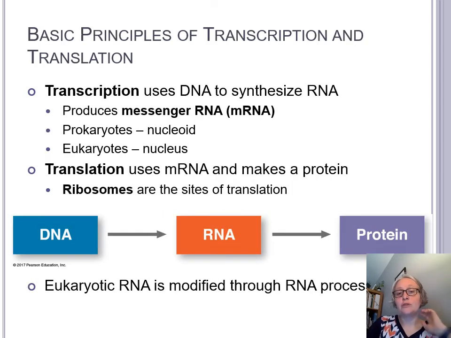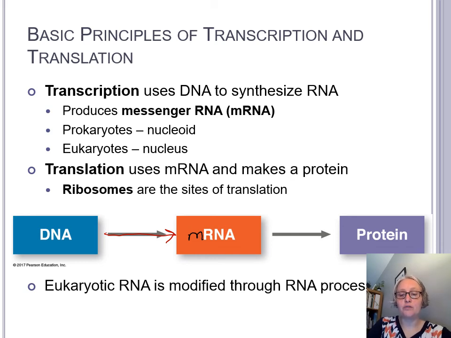So, basic principles of transcription and translation. Transcription uses DNA to synthesize RNA. So it's this first arrow that we're looking at. DNA makes RNA. That's transcription. Transcription makes a special type of RNA called messenger RNA. Messenger RNA is often abbreviated with a little letter M in front of it. That M stands for messenger. In prokaryotes, this process takes place in the nucleoid region because that's where their DNA is located. In eukaryotes, this process occurs in the nucleus because that's where our DNA is.